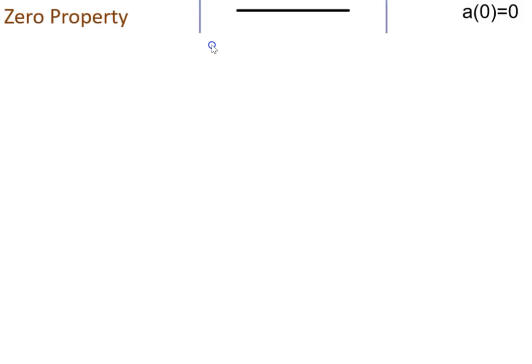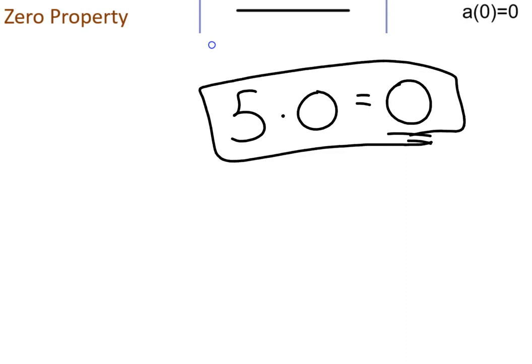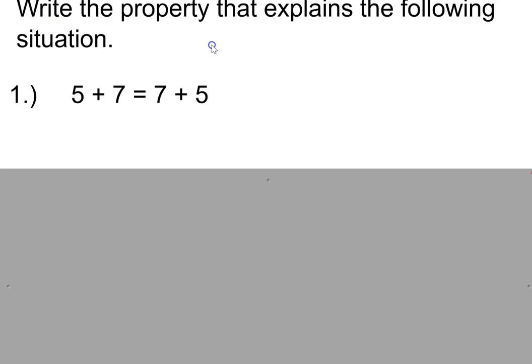And last but not least, the zero property. The idea behind the zero property is basically a blanket statement. If you take any number and you multiply it by 0, you will always get the number 0. That is all the zero property is. Any number times 0 is 0. So now we're just going to do a couple of examples.